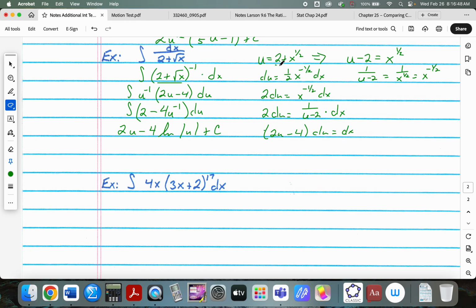So u is equal to 2 plus x to the 1/2. So I'm going to replace every u with 2 plus x to the 1/2. So this will be 2 times 2 plus the square root of x minus 4 natural log of the absolute value of 2 plus the square root of x, all plus c.